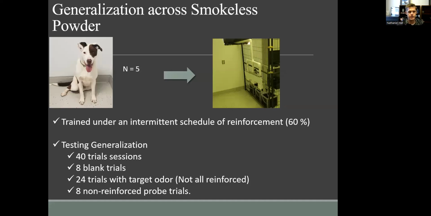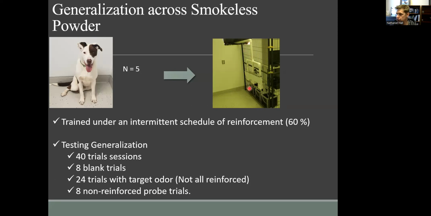Okay, so what does generalization look like across double-base smokeless powders? Or at least a double-base smokeless powder to various renditions of different items that have similar chemical properties and/or different kinds of smokeless powder. So in this case, we trained dogs in a small sample here to detect double-base smokeless powder using one of our olfactometer setups, which is in this room.